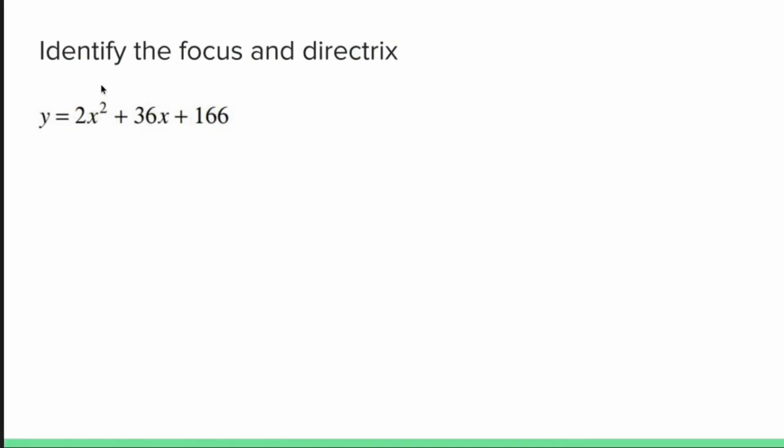All right, this is a rough one. Identify the focus and the directrix. The best way to do this is write this guy in vertex form. It's not in vertex form. Vertex form is this: y equals (x minus h) squared plus k.